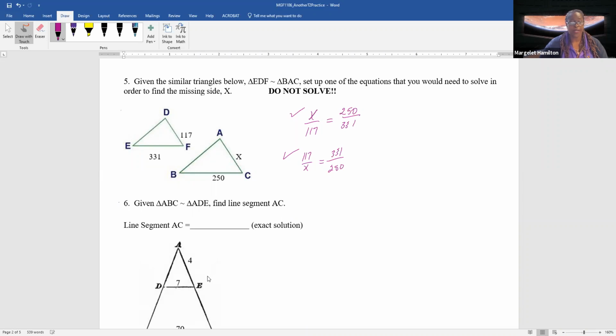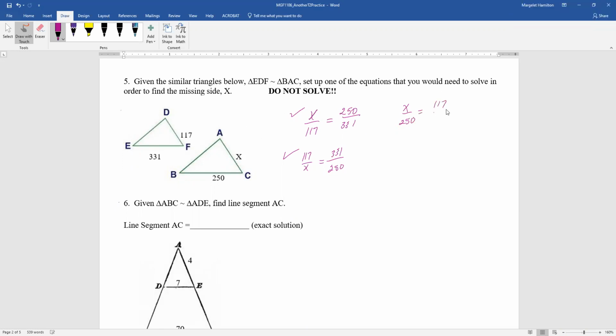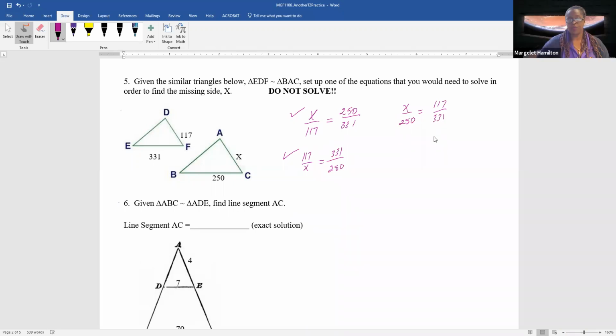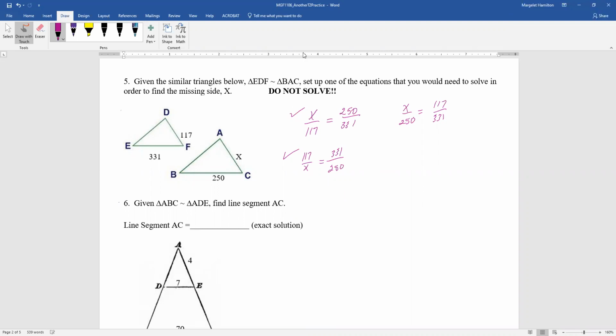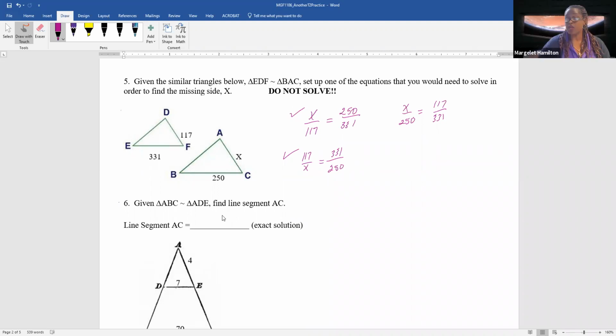How about nobody did X over 250 equals 117 all over 331. I didn't know that was one that can be done. As long as you are consistent, you can do that.